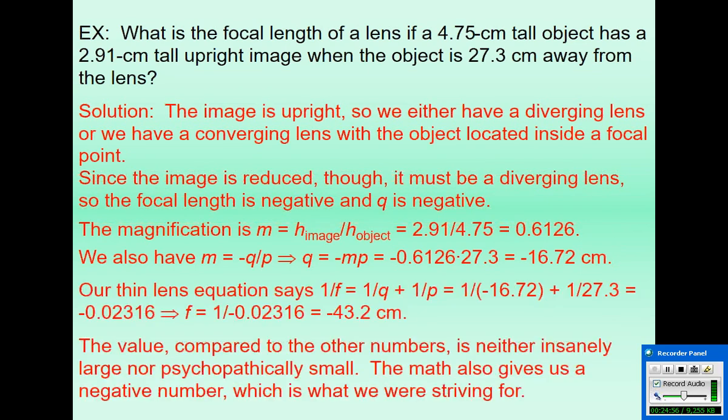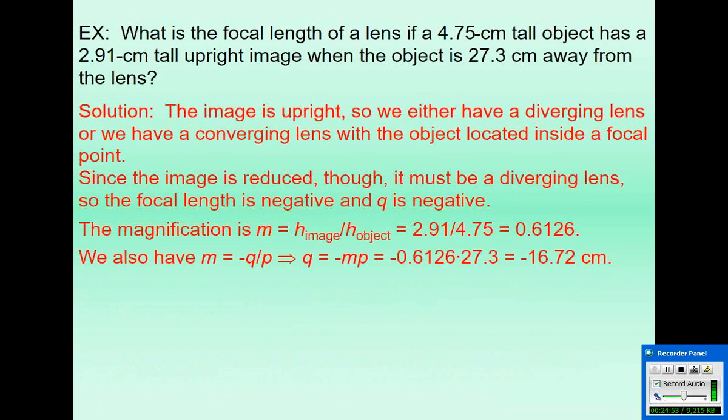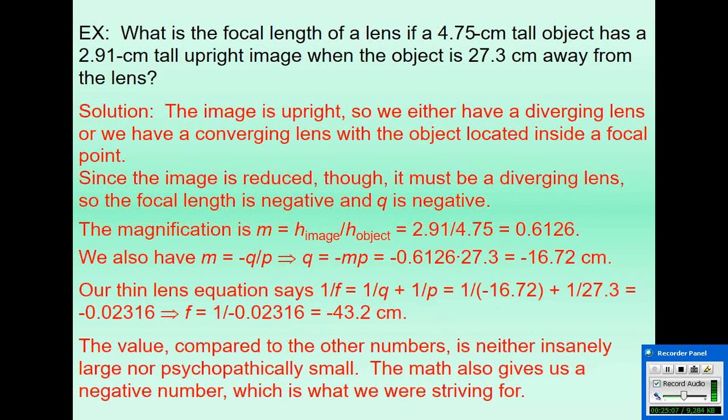Finally, we can solve for the focal length. 1 over f equals 1 over q plus 1 over p. q is equal to negative 16.72, so we have 1 over negative 16.72 plus 1 over 27.3 equals negative 0.02316. Don't forget to take the inverse of that number. The focal length is 1 over negative 0.02316, and we calculate the focal length to be negative 43.2.